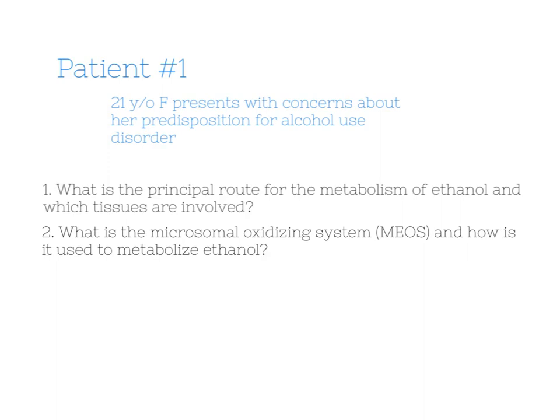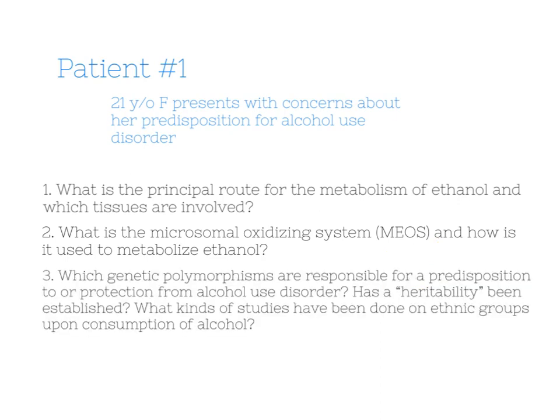Number 2. What is the microsomal oxidizing system, MEOS, or as I like to call it, MEOS, and how is it used to metabolize ethanol? Lastly, which genetic polymorphisms are responsible for a predisposition to or protection from alcohol use disorder? Has a heritability been established? What kinds of studies have been done on ethnic groups upon consumption of alcohol? By answering these questions, we will be covering LOs 2 and 3 for the session.